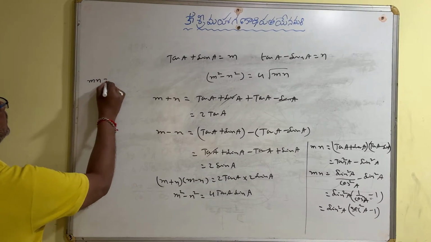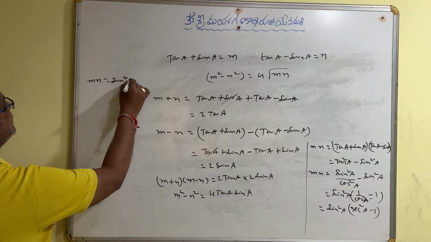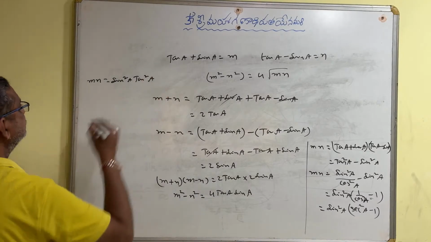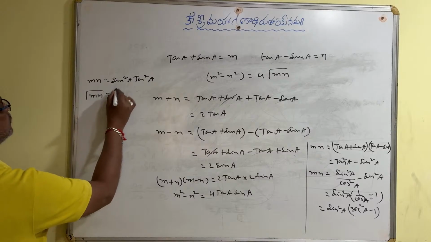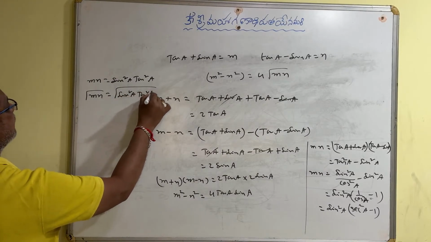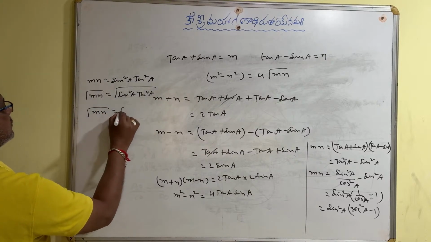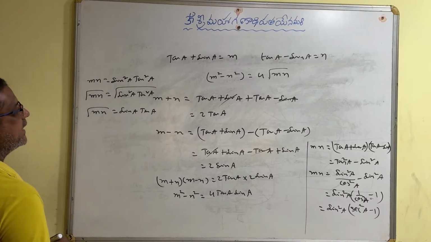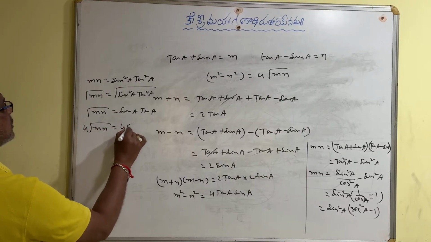MN is equal to sin square A into secant square A minus 1, which is tan square A. Then root MN is root over sin square A tan square A, which is sin A tan A. So root MN is sin A tan A. Then 4 root MN is 4 sin A tan A.